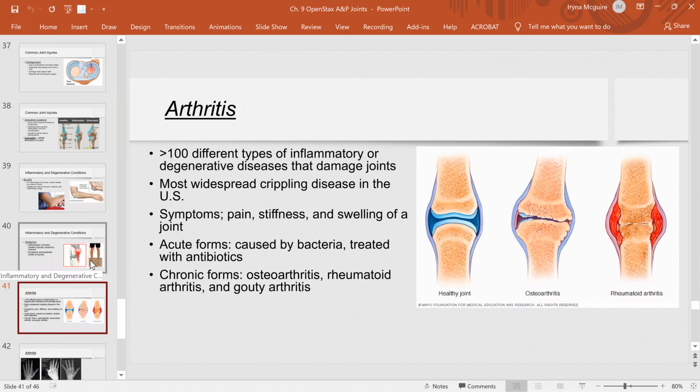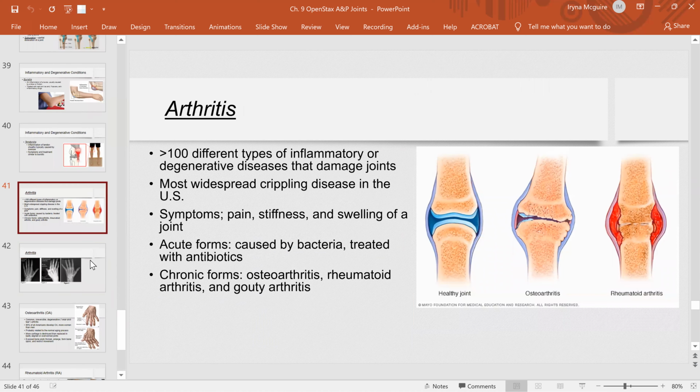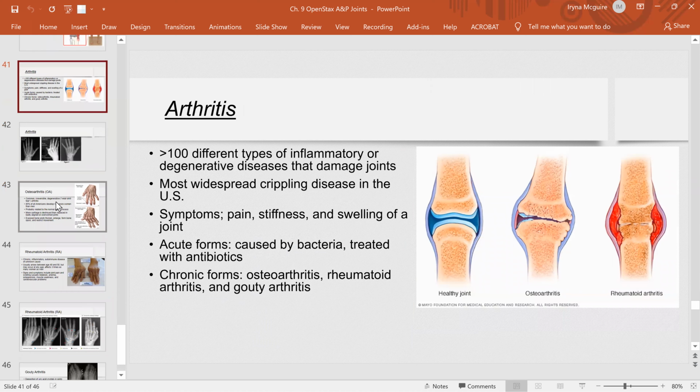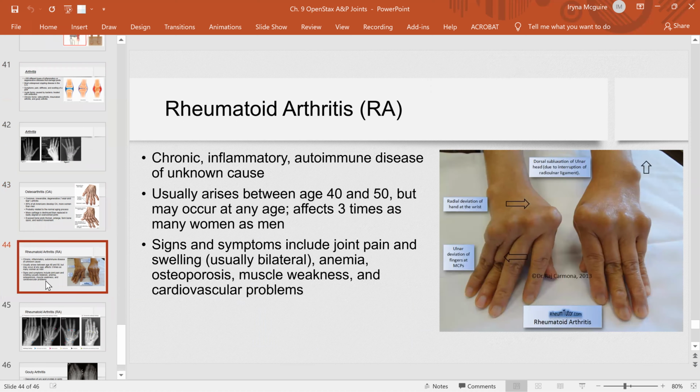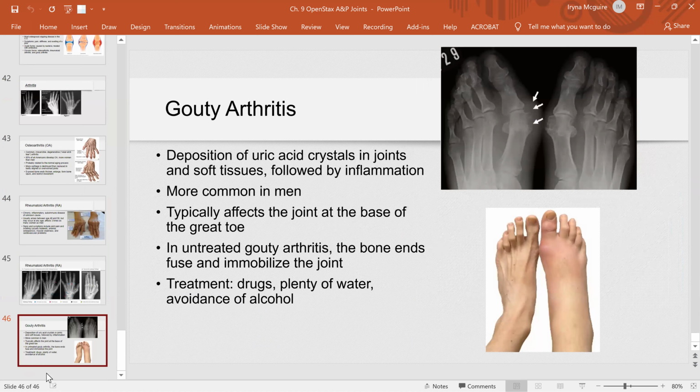We said that it can be an acute form or chronic, and chronic includes osteoarthritis, which is a degenerative disease, wear and tear, rheumatoid, which is an inflammatory autoimmune disease, and Gouty arthritis, an inflammatory arthritis as well, caused by deposition of uric acid. Okay, so that's it for this lecture.